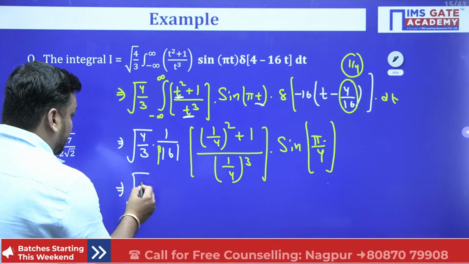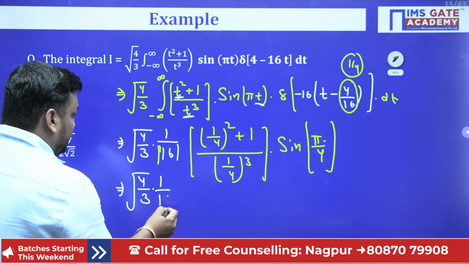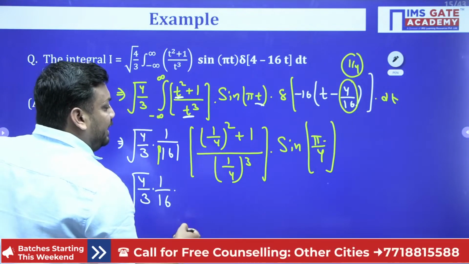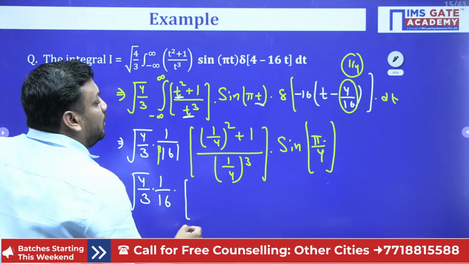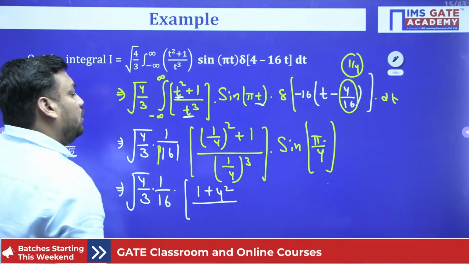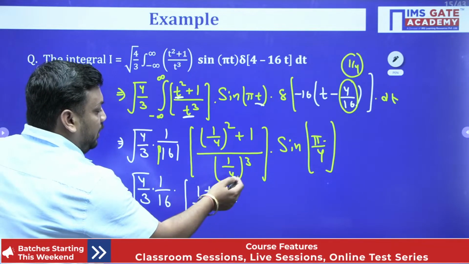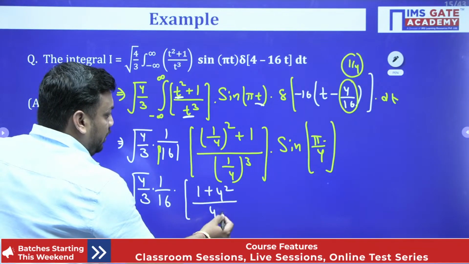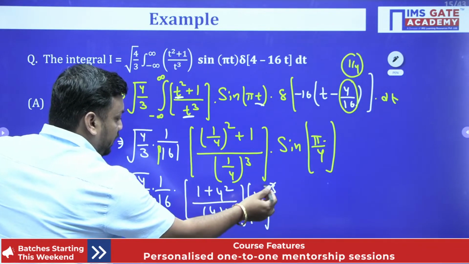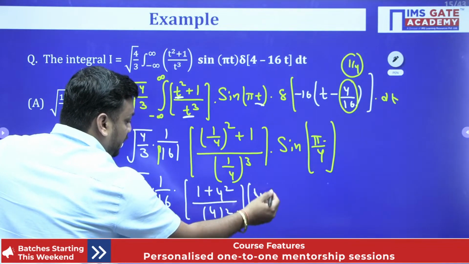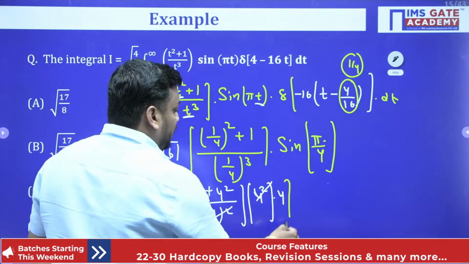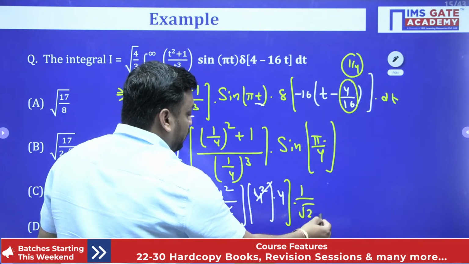Now finally you can replace like this, root of 4 by 3, 1 by 16 here. Root 4 is nothing but 2 only. But when you take the LCM here, what do you ultimately get? Actually it is 1 square upon 4 square, so you will get 1 plus 4 whole square upon, again from the LCM part, 4 cube. So here you have 4 square and here you will get 4 cube. So the 4 square and square will cancel out. Only one 4 will be left here, and sine pi by 4 is nothing but 1 by root 2 only.